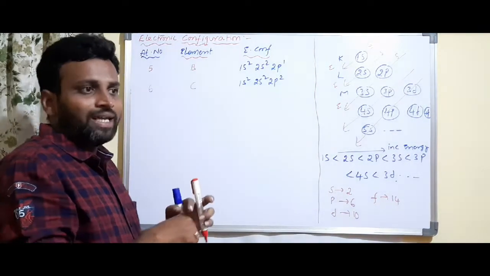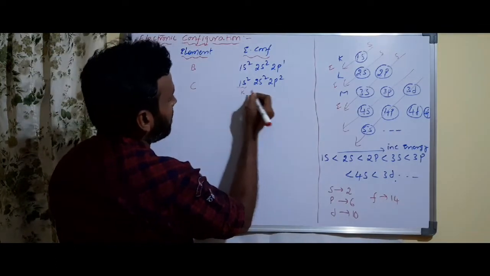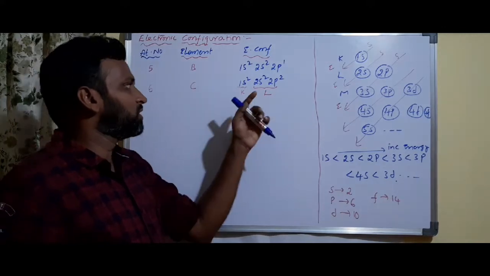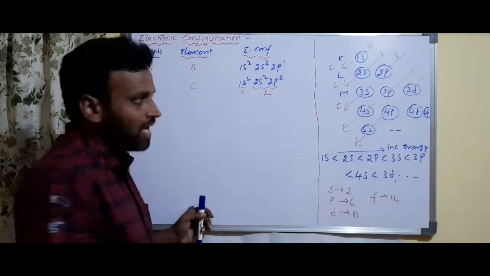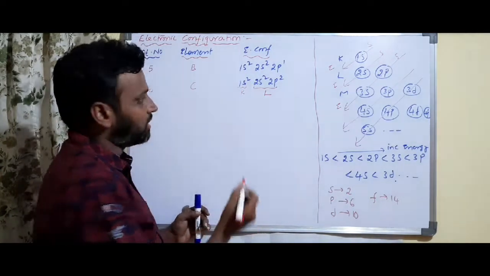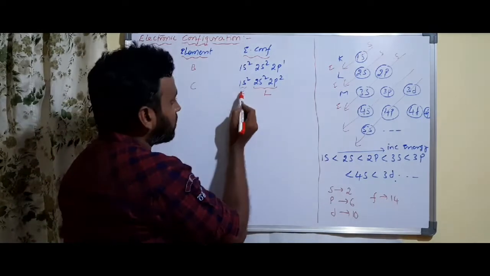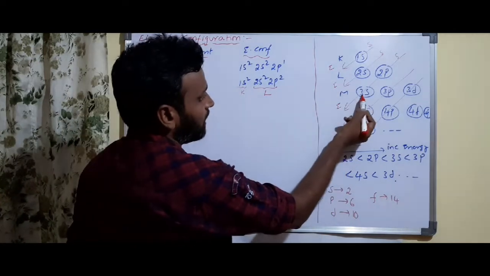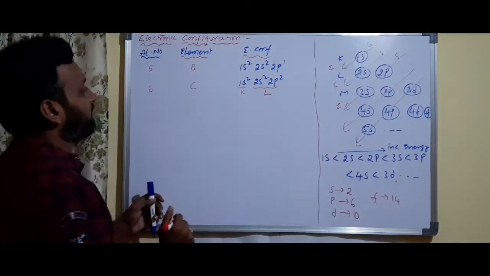In carbon, how many electrons are present in the L shell? Very simple. This is the K shell and these two come under the L shell. How are we saying these two come under the L shell? N equals 2. N equals 1 means K shell, as I told you. This number gives that particular shell: 1 is K shell, 2 is L shell, 3 is M shell. Like that you will have.